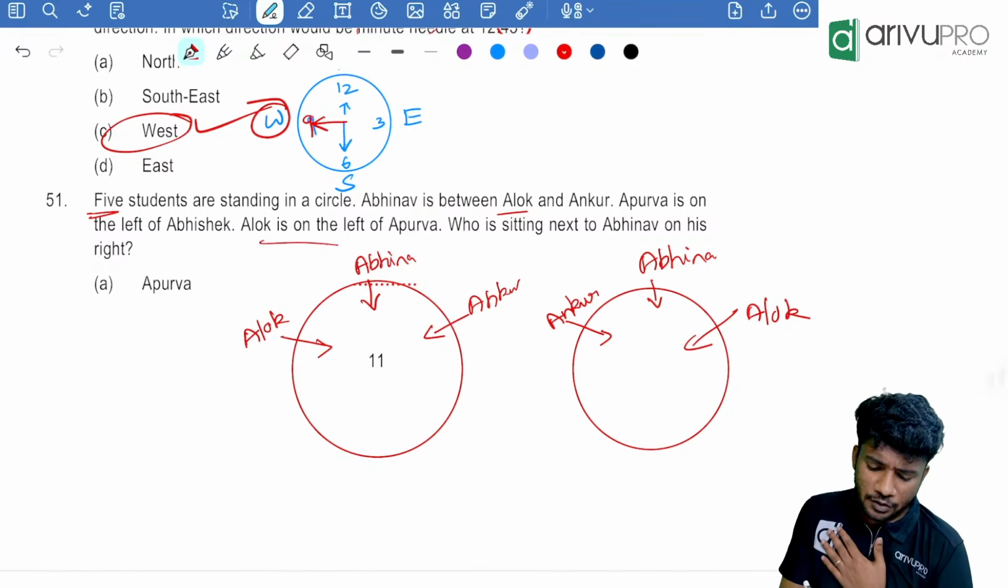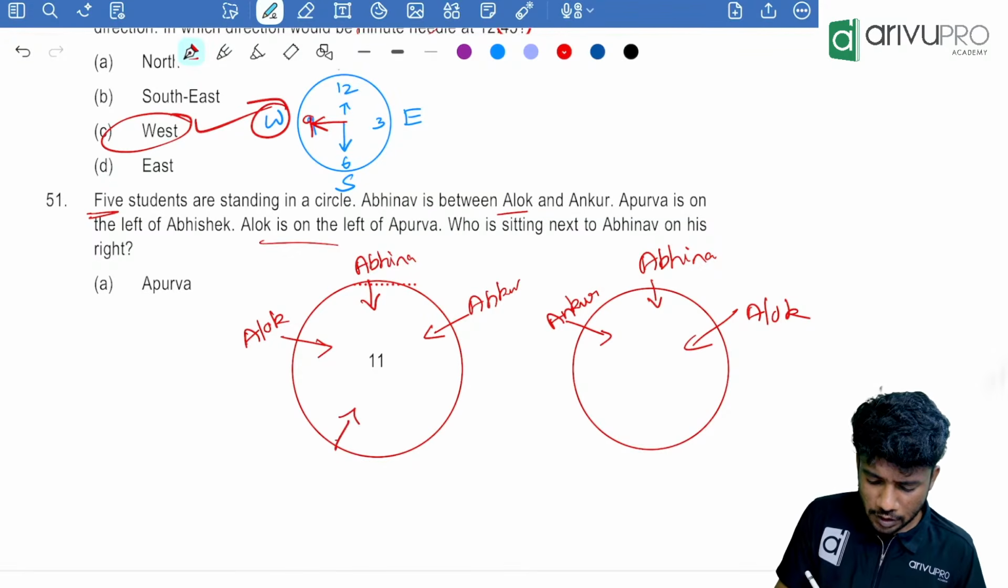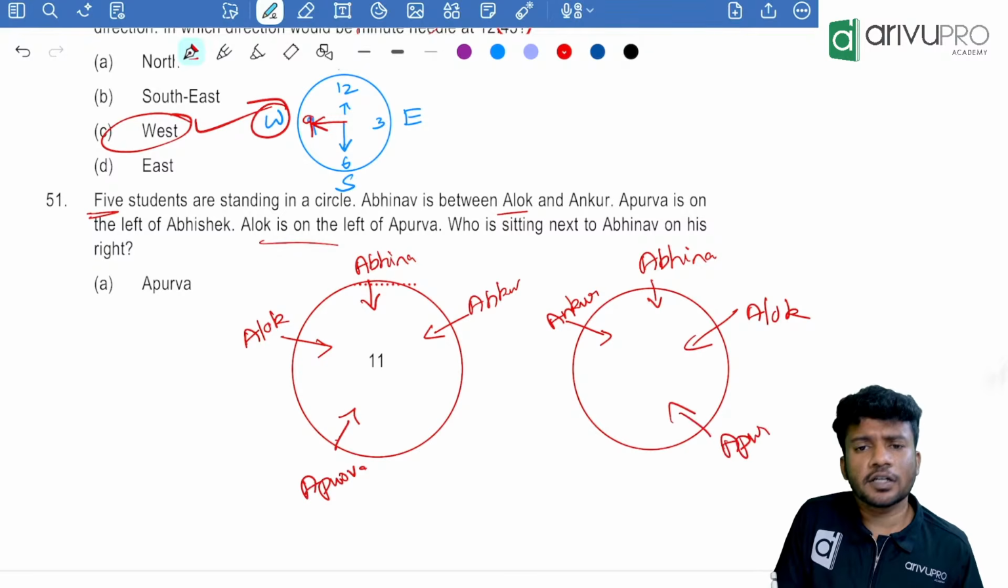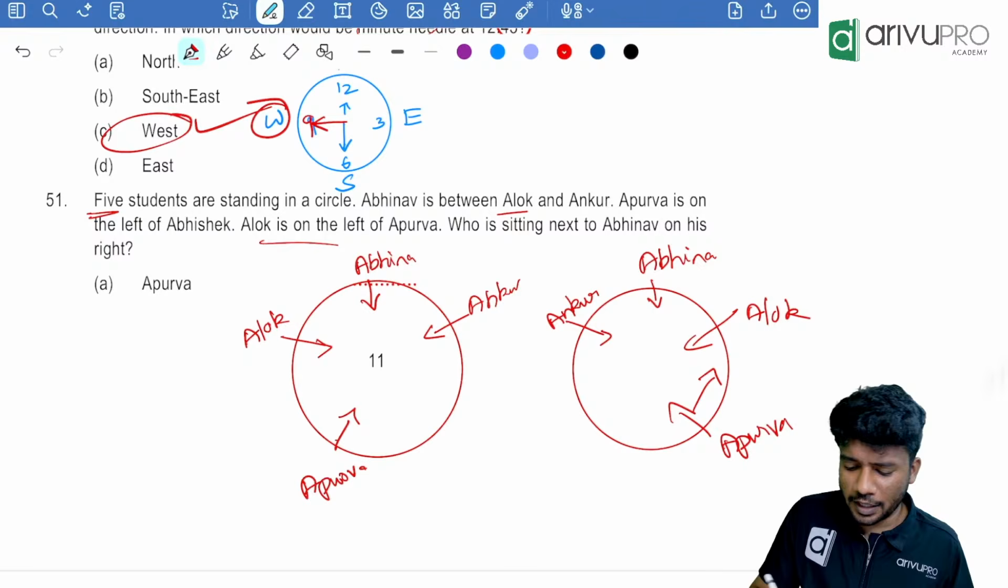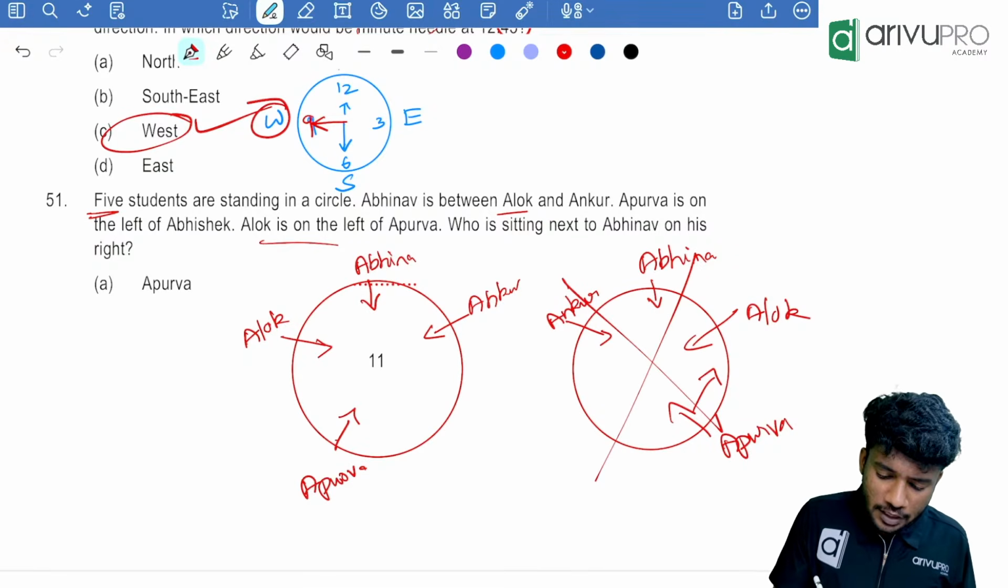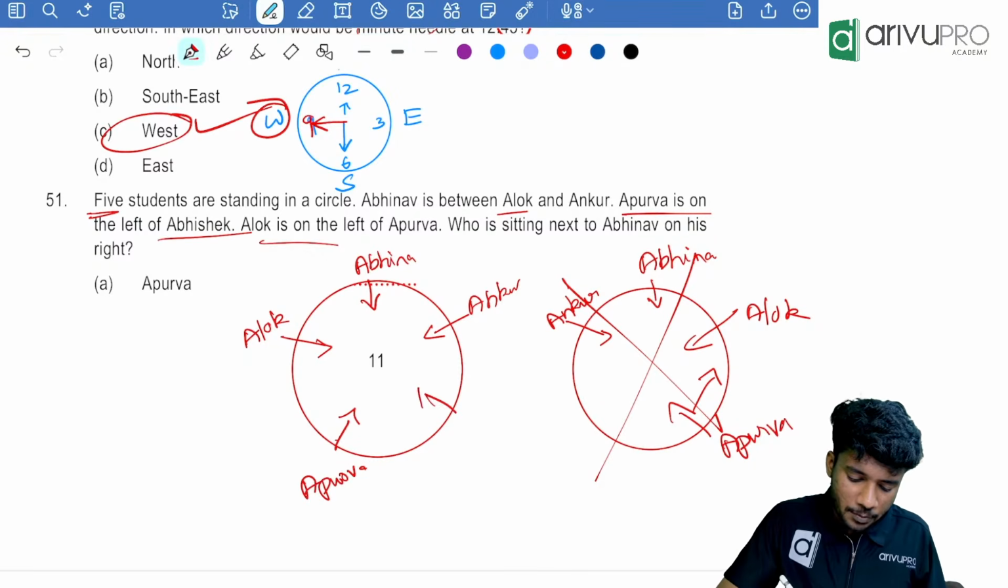Alok is to the left of Apurva. So Alok is to the left of Apurva. Now if you ask me, can I draw Apurva over here? It is not possible because it is to the right. So the second drawing is anyway wrong. Then what is given? Alok is to the left of Apurva. Then what? Apurva is to the left of Abhishek. Abhishek should be over here.